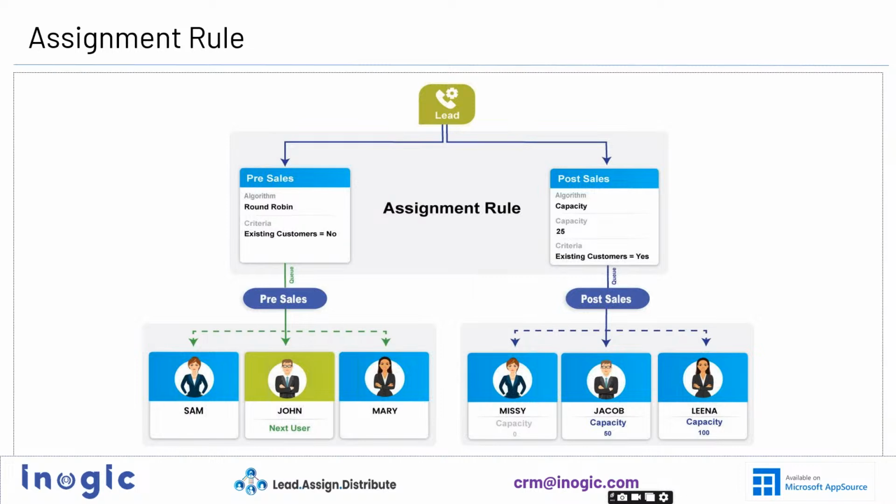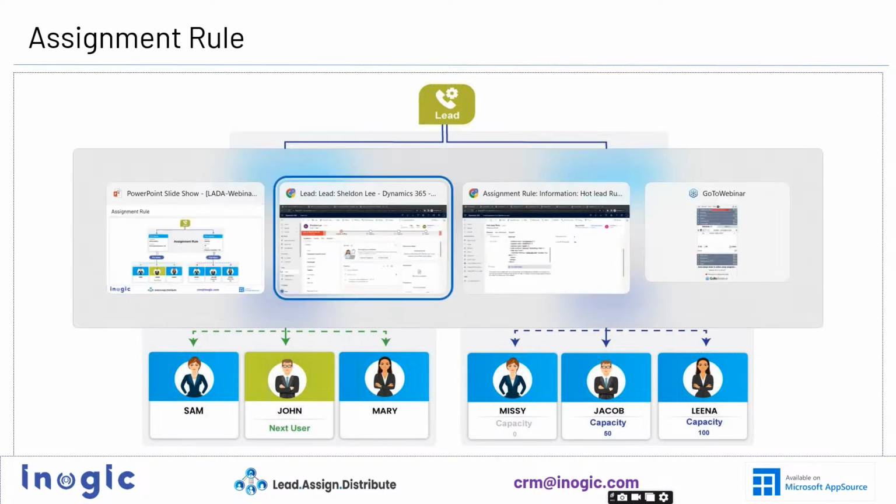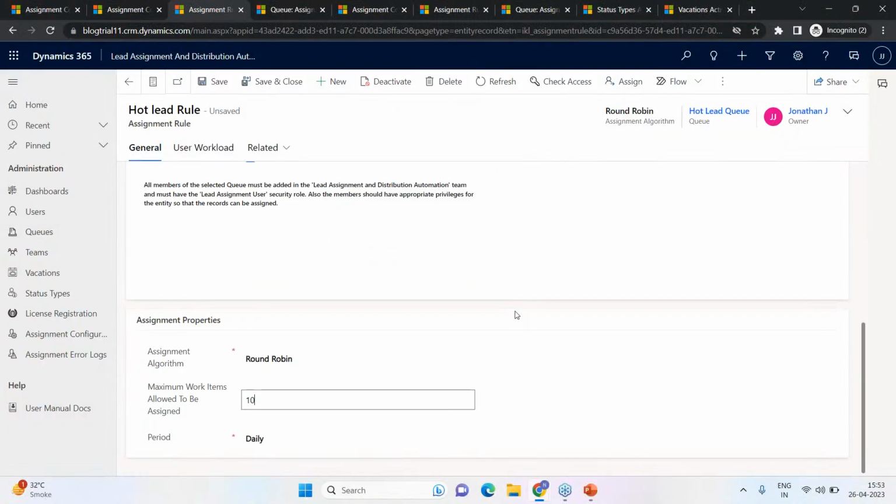I can understand there might be a question in your mind. Hey Ninad, what will happen if all the three resources are occupied with 10 records? Then the new leads that are being created would just sit in the pre-sales queue, and once a resource empties his 10 records, or maybe one or two records, post that the leads would be assigned from the queue. Let's cancel. Perfect. So that's how easy it is to work with the round robin algorithm.